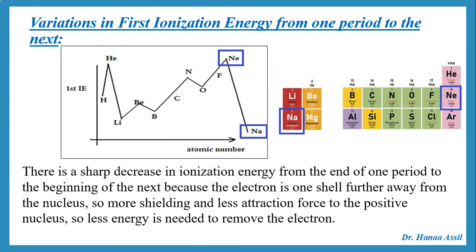The electron I'm removing is one shell further away from the nucleus. So there is what we call shielding. We said there will be more shells between the nucleus and the outermost electron. So that means less attraction force to the positive nucleus. So less energy is needed to remove the electron.